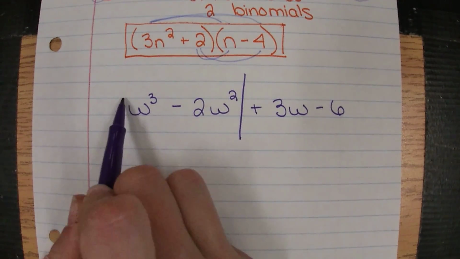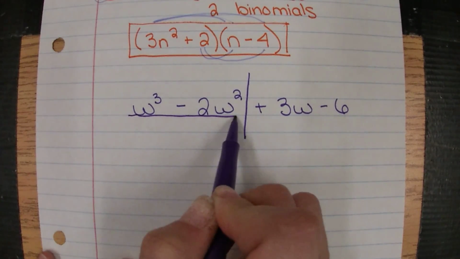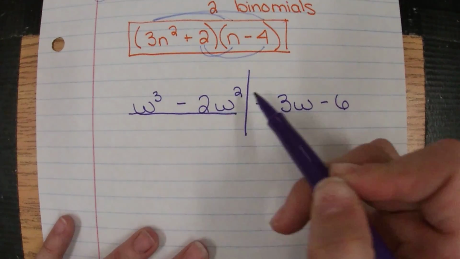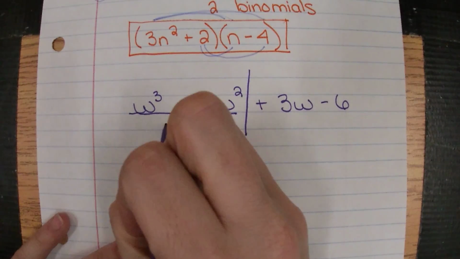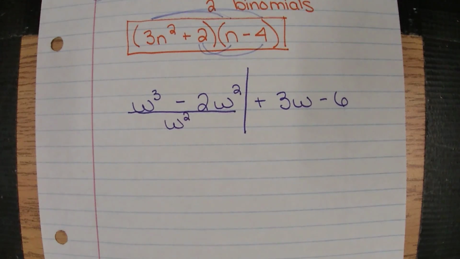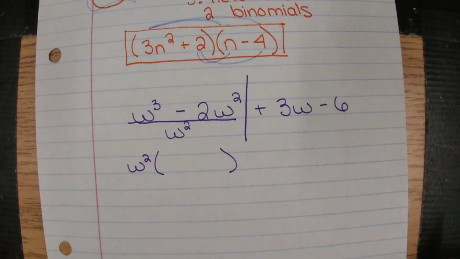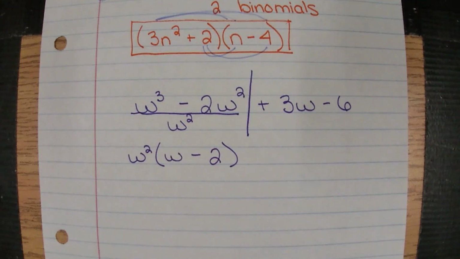When we look over here, there's really a 1 here. So what goes into 1 that will also go into 2? Just 1. Then do they both have the variable? Yes. So what term are we going to pull out there? We should be pulling out w squared, because we're taking the smaller exponent. When we divide that out, we'll be left with w squared times what? We should have w minus 2.